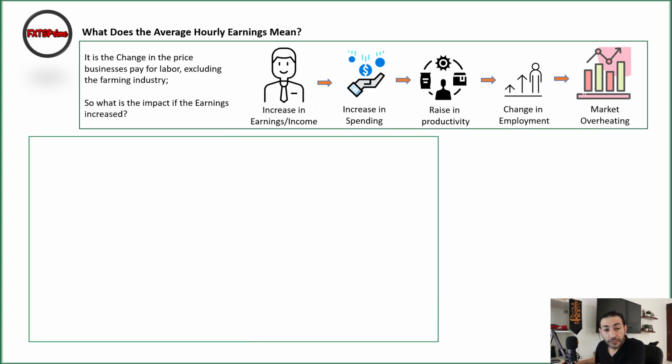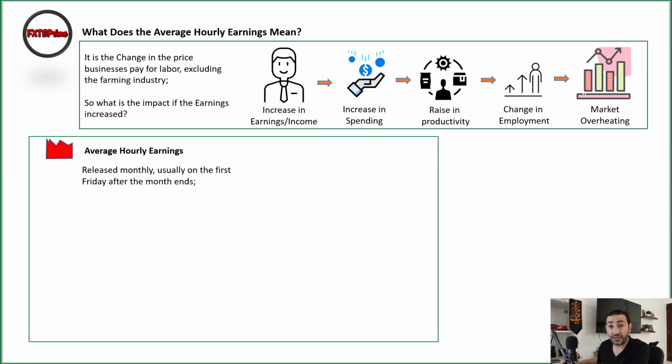So this indicator, the average hourly earnings indicator, is a high impact indicator, and the result comes out together with the ADP non-farm employment data. It is a very important indicator and it will impact the market strongly. This indicator is usually released monthly, on the first Friday after the month ends. It is prepared and produced by the US Bureau of Labor Statistics, which is in the Department of Labor in the United States.